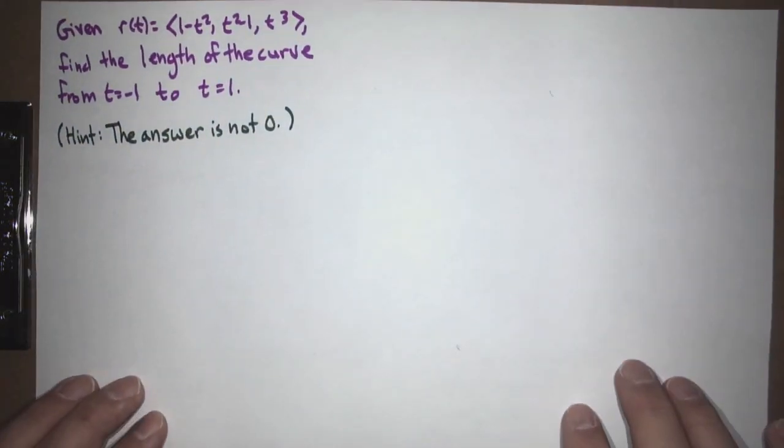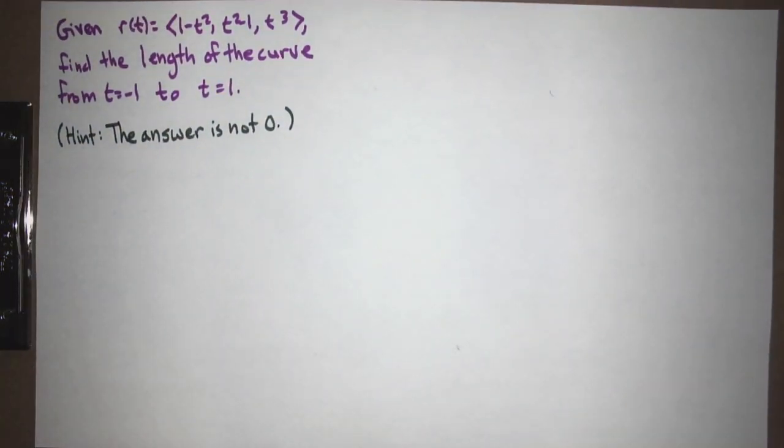So, you're given r of t is 1 minus t squared, minus 1, and t cubed. Find the length of the curve from t equals minus 1 to t equals plus 1. And there's a hint. The answer is not 0. Well, that's a strange hint. I don't know why they'd give us that hint. Now, does it seem reasonable to say that the answer is not 0?